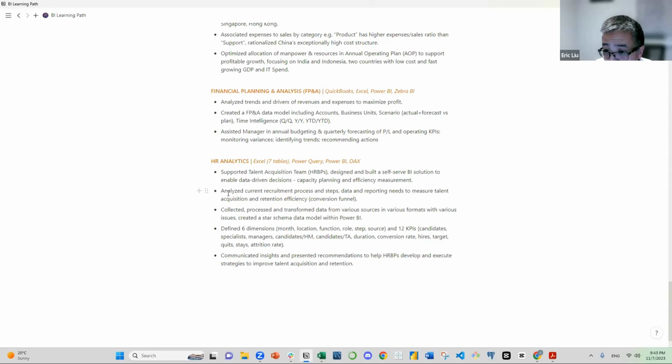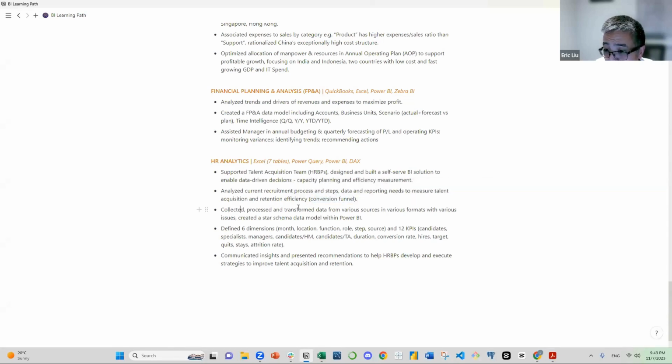So now let's look at the 3 bullets in the middle. Analyze the current recruitment process and steps. Process and steps: a process has a number of steps. And data and reporting needs to measure talent acquisition and retention efficiency. So this is the conversion funnel.